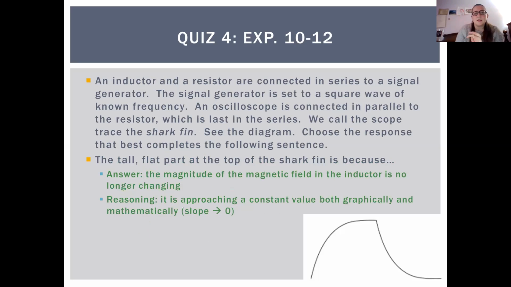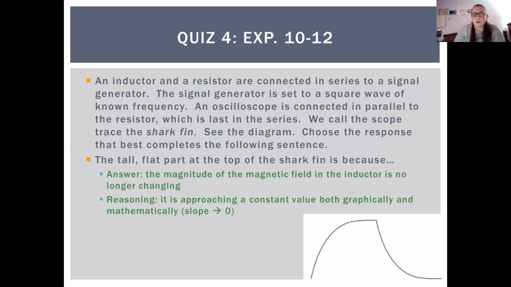So the correct answer to this is because the magnitude of the magnetic field in the inductor is no longer changing. And we can see that if we take the slope of this graph at each of the different points. Since we're dealing with the top part of our shark fin, it's pretty flat up there. The slope of a flat horizontal line is 0. So we know that the change in magnetic field is approaching 0. It's approaching a constant value.